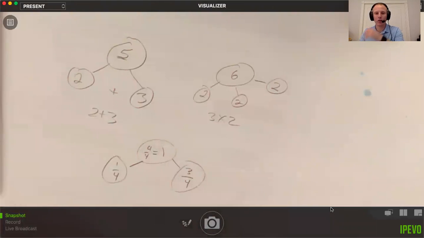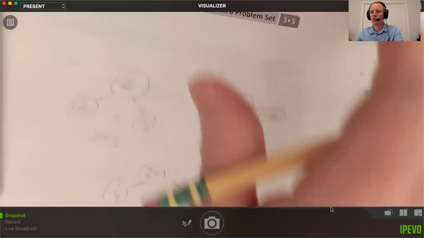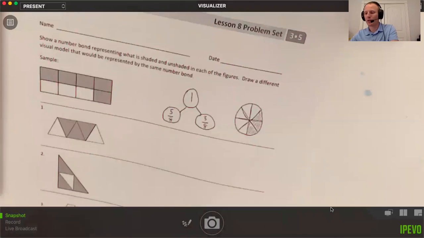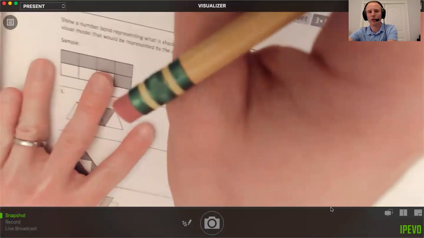Now, this goes right along with the work we were doing yesterday when we were working with rectangular diagrams. A portion was shaded, a portion was unshaded, and we were looking to see that when you combine the shaded portion and the unshaded portion, you've completed one whole. So we're going to move from that pictorial representation of one whole with two fractional parts into using a number bond to express that. Let's take a look at our problem set, and we're going to get a lot of practice with this on the front side here.